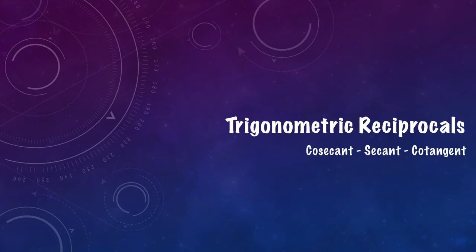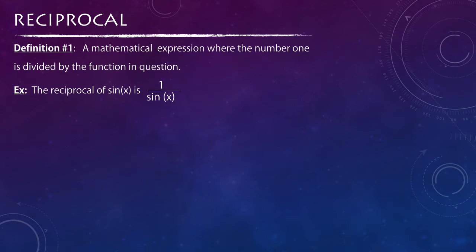Trigonometric reciprocals, cosecant, secant, and cotangent. A reciprocal is defined as a mathematical expression where the number 1 is divided by the function in question. For example, the reciprocal of sine x is 1 over sine x.